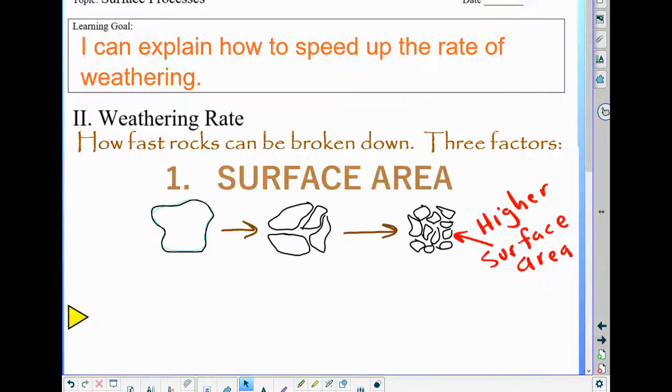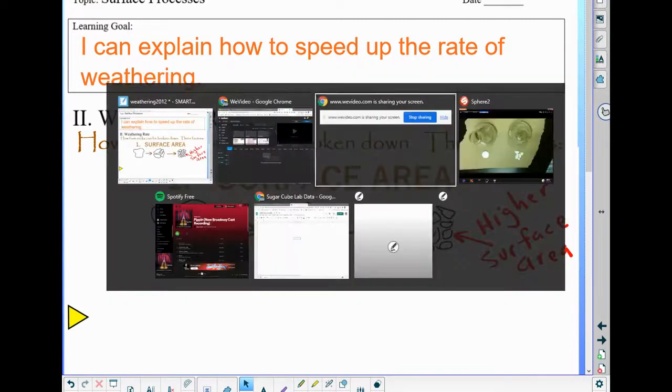The first factor is going to be the surface area. As rocks break apart into smaller pieces, more of that rock is then going to be on the surface. More of that rock is going to be weathered by the water, the acid, by some ice getting into cracks. We can see an example of that here.